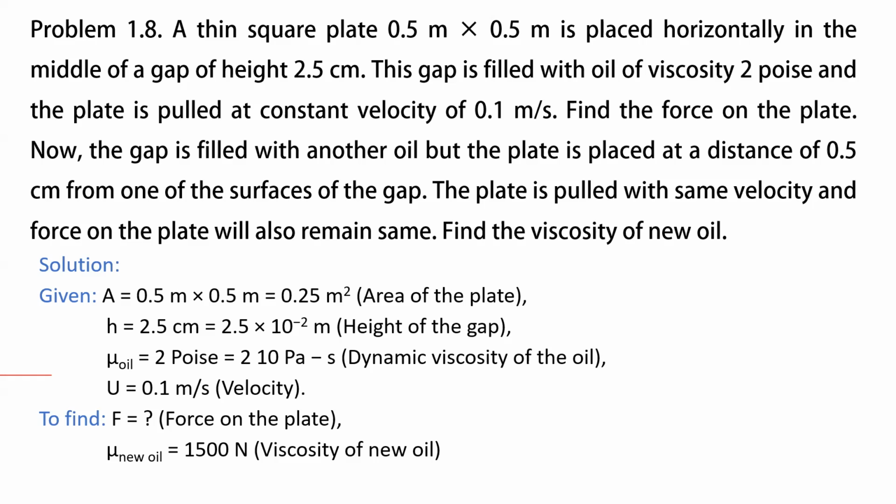Now the gap is filled with another oil, but the plate is placed at a distance of 0.5 centimeter from one surface of the gap. So up to here there is one problem. Next he is changing the oil, but he has not told what the viscosity of the oil is. Another oil means the viscosity will change, and the position of the plate has also changed. Now it is placed 0.5 centimeter from one of the surfaces of the gap. The plate is pulled with the same velocity, that is 0.1 meter per second.